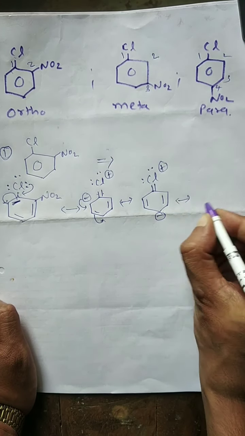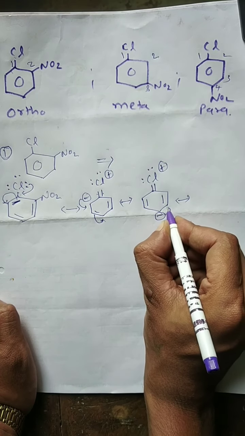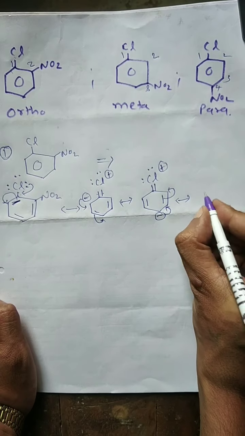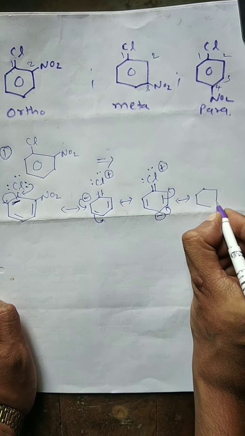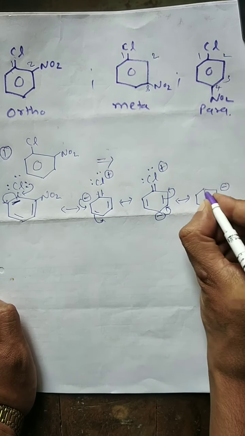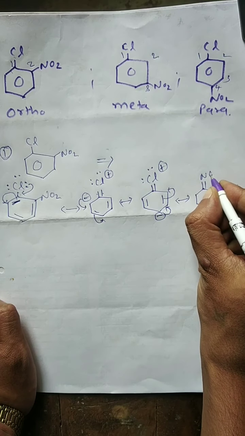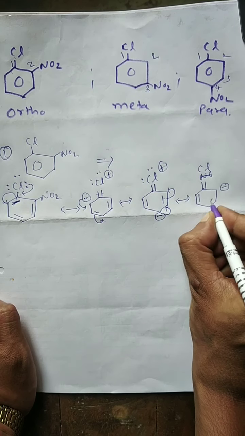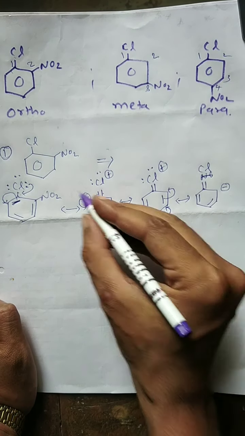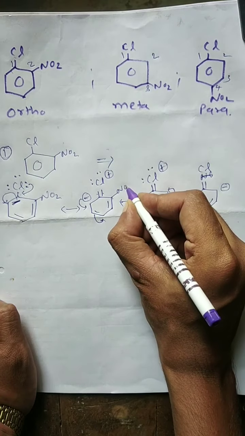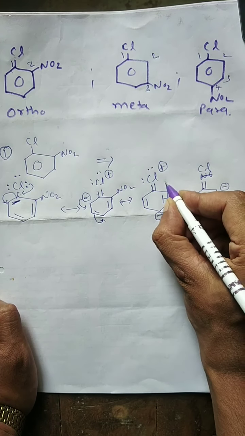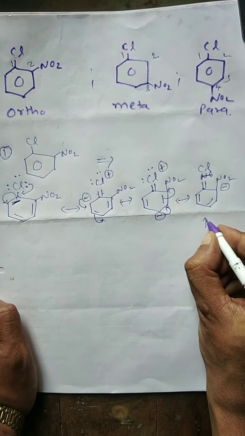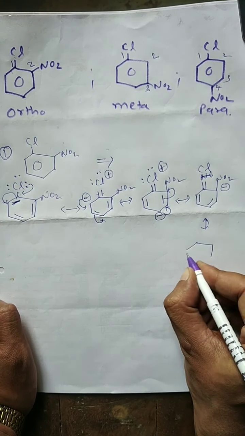In the next structure, this negative ion will make a double bond here, and this bond breaks and makes a negative ion here. So the negative ion is on the 6th number carbon here. Now the NO2 group is there in all structures. And lastly, we'll get our main structure.